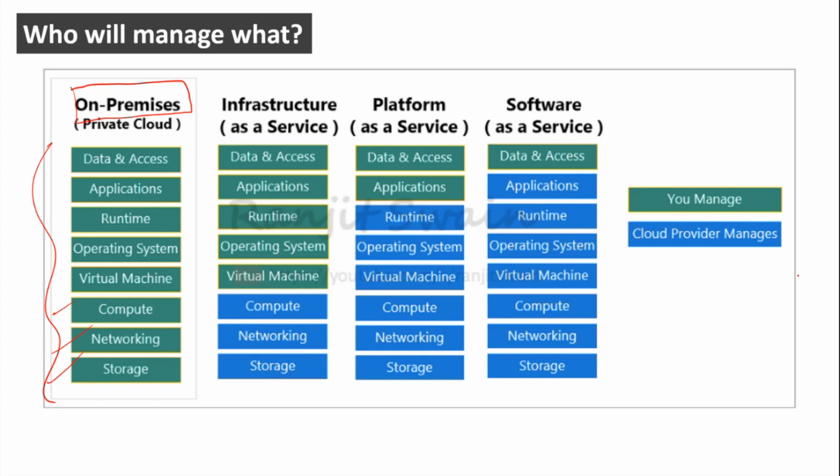You have to maintain you have to purchase and you have to maintain storage, networking, compute power, resource, virtual machine, operating system, runtime, application, data and access. Everything you are going to maintain. That is on premises and private cloud.